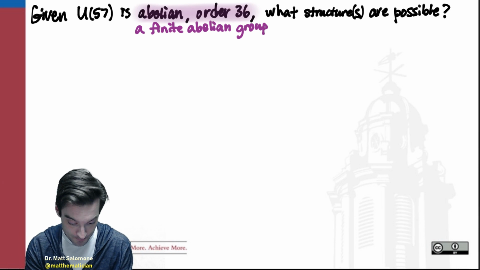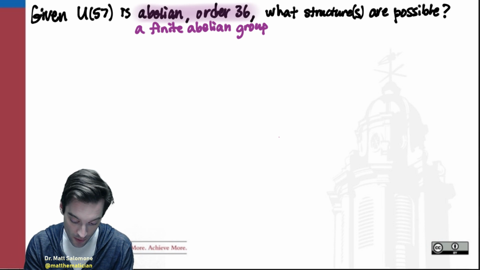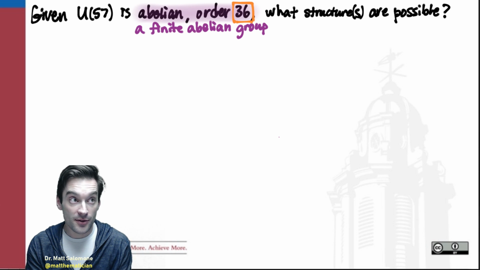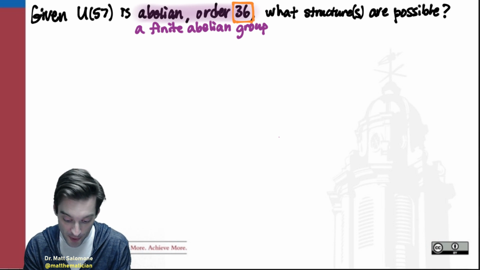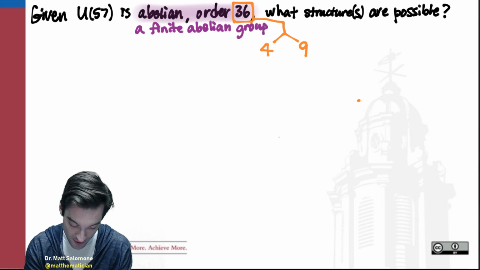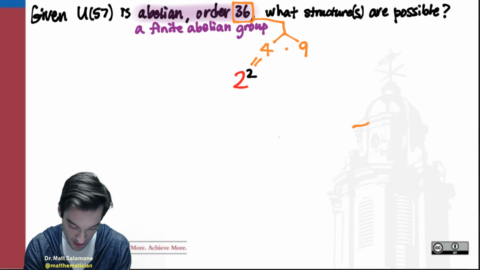So let's do it. What would it look like? Well, the first thing we would need to know is what are the different possibilities of prime powers that multiply together to give me 36? So 36, as we said in the previous slide, we could get a prime factorization of this as 4 times 9, prime power factorization, right? And 4 is 2 to the power of 2. And 9, of course, is 3 to the power of 2.